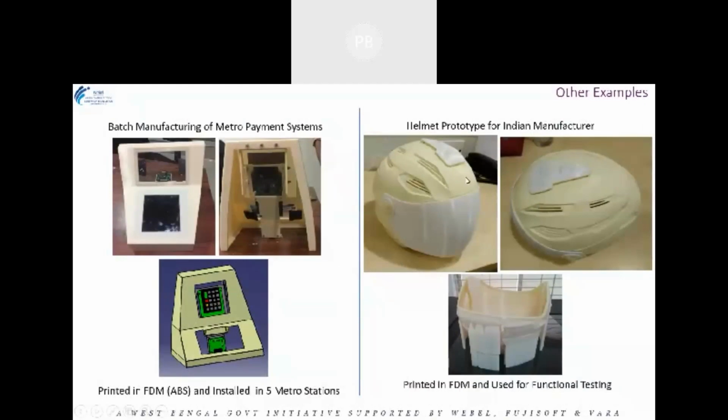Then after this is a helmet for Steelbird. Steelbird is a big company for helmets, right? These are the helmets of Steelbird. They use 3D printing for their prototype development. Once the testing is done and the design is validated, then they go for traditional manufacturing. So a lot of companies are now using 3D printers.